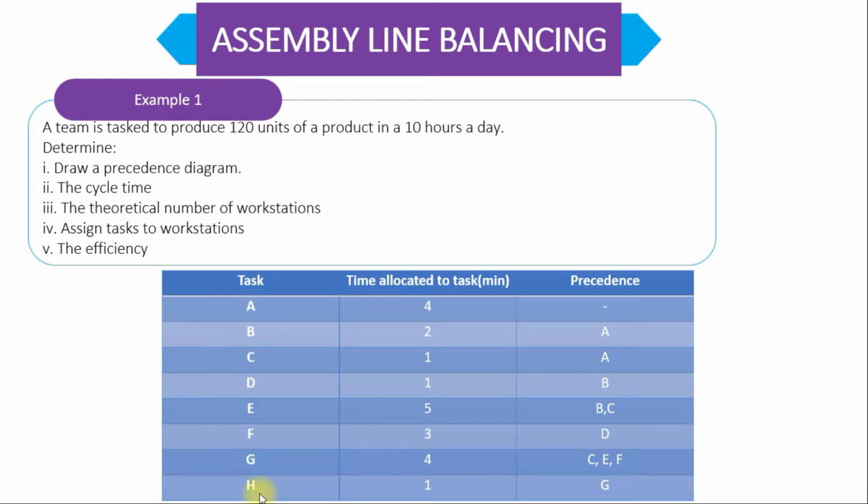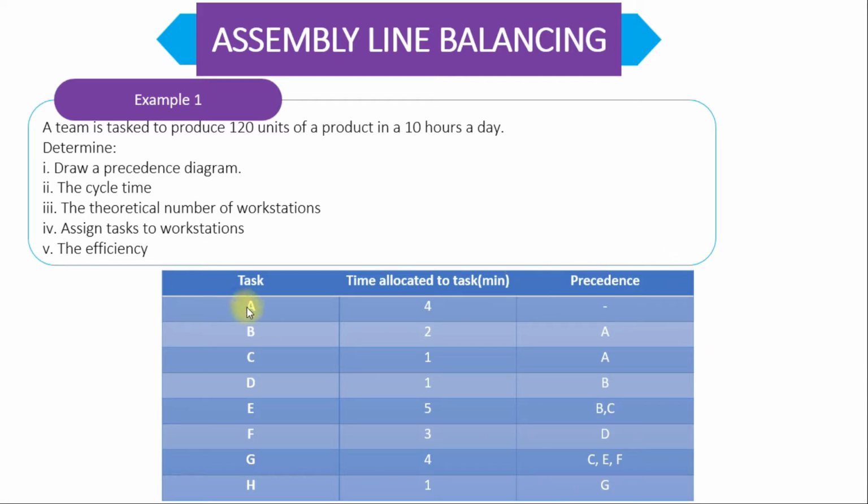So from A to H, task names are given over here. Then the time allocated to each of the tasks in minutes. Then we have the precedence over here. Now this has to do with how the tasks are arranged in that successive order, so which task comes before which task. That has to do with the precedence.